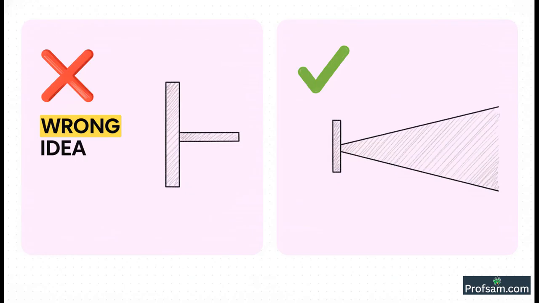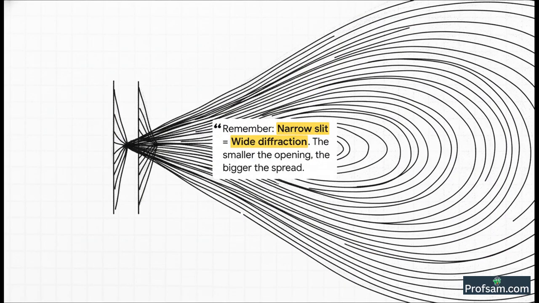Our common sense tells us if you make a hole smaller, the beam of light coming through should also get smaller, right? More focused. But in wave optics, the exact opposite happens. The narrower you make the slit, the more the light spreads out. It creates a wider pattern. So you absolutely have to remember this. Just burn this into your mind. Narrow slit equals wide diffraction.